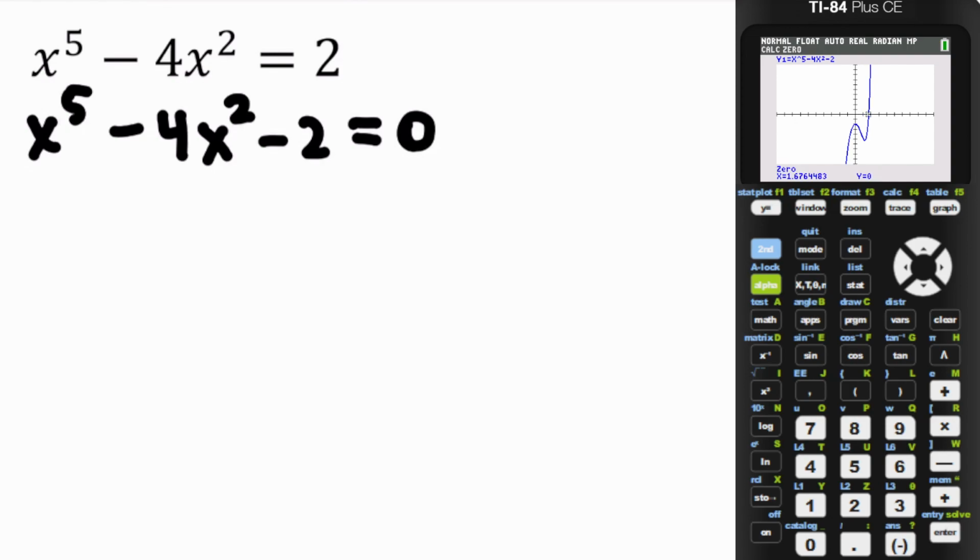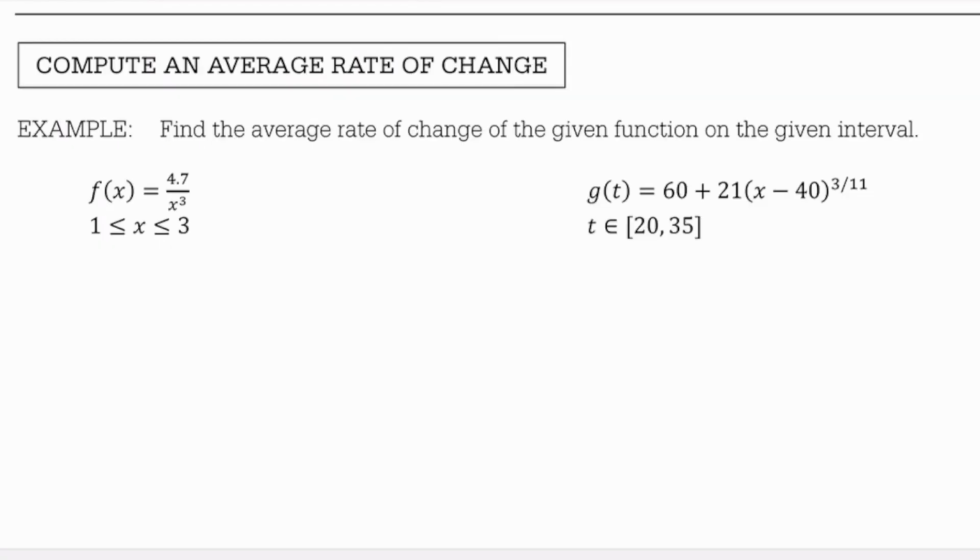X equals 1.676. Always 3 decimals. All right, that's solving an equation. Let's move on to computing an average rate of change.